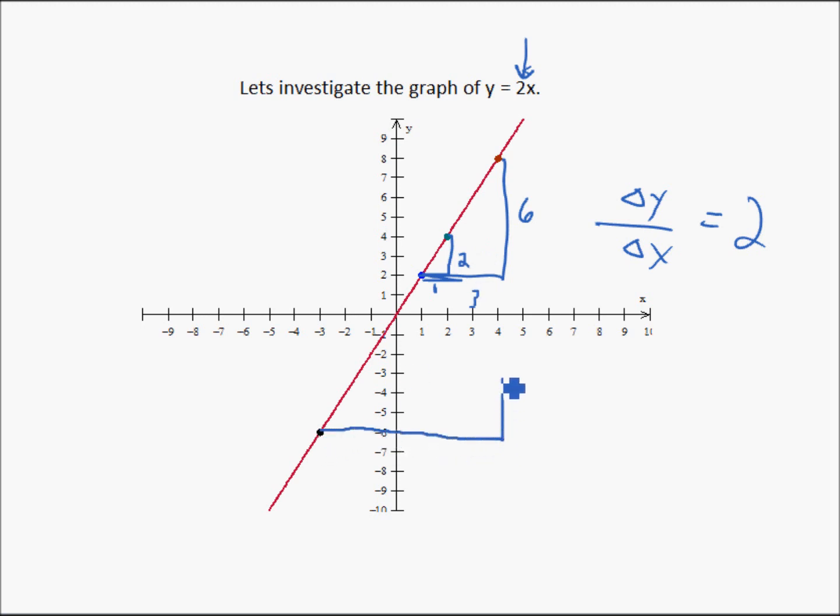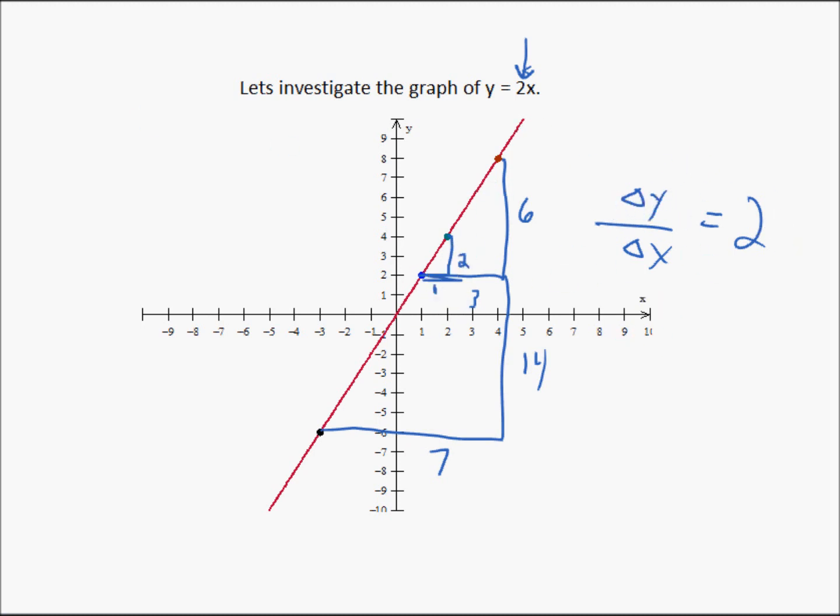Do the same thing down here. Now we're going from negative 3 all the way over to 4. Well, that's 7. And we're going from negative 6 all the way up to 8. Well, that's 14. Still 2. Constant rate of change. And if we zoomed in on this graph, it would look the same the entire time. The slope would look the same at least. So we could zoom in, zoom in, zoom in, zoom in, and no matter what 2 points we picked, we'd still get this change of 2.